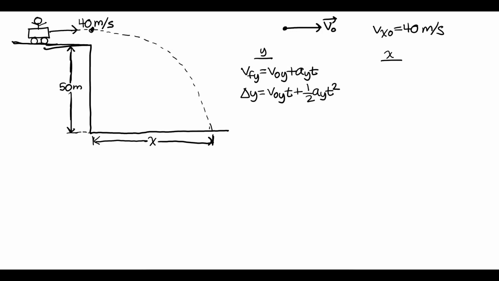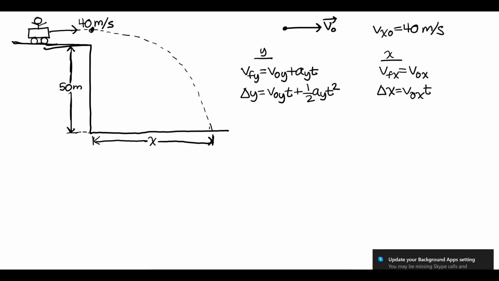the acceleration in the x direction is 0. So you have vfx equals v0x, basically meaning that the velocity in the x direction is constant, and delta x equals v0x times t. Now, how do we approach this?